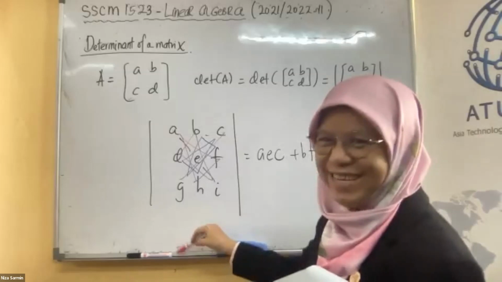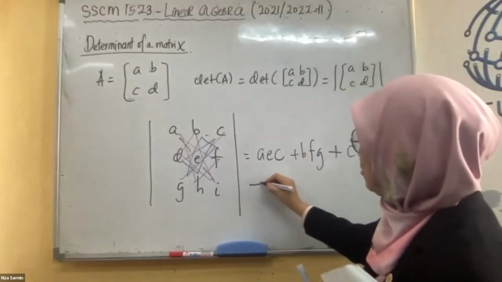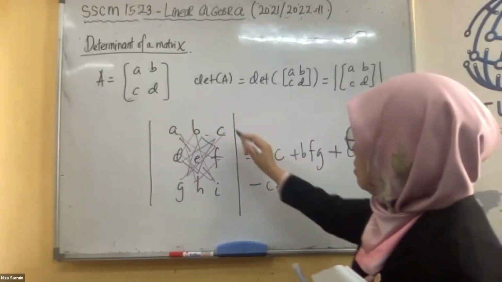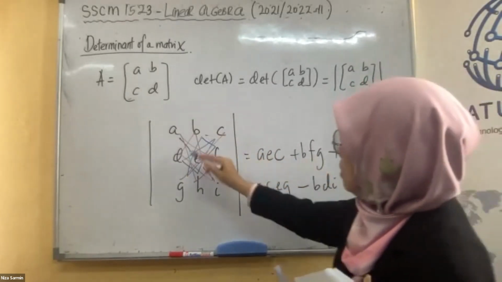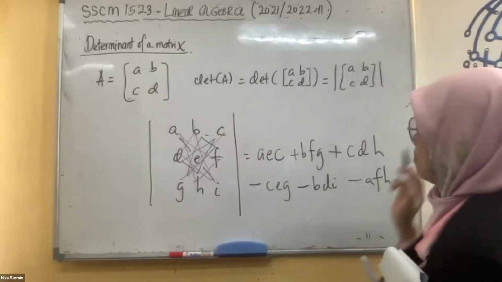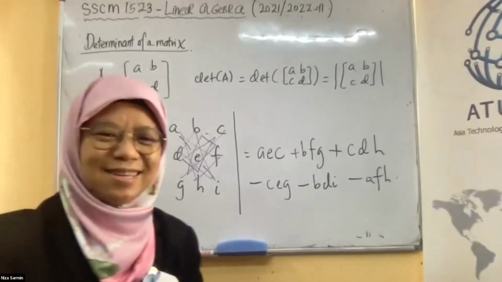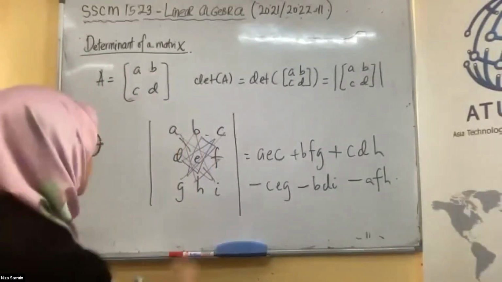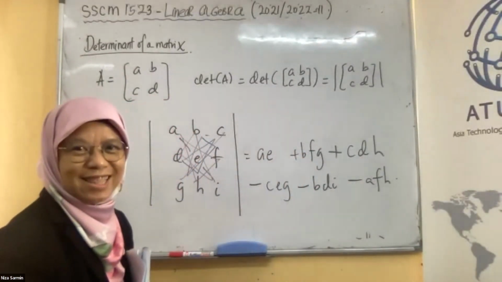Okay, so I minus the other way around, just not here. Here, yeah? CEG minus BDI, and minus AFH. Okay, and AEI. I just want to see, did you check?